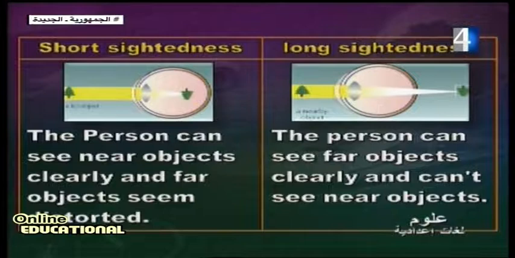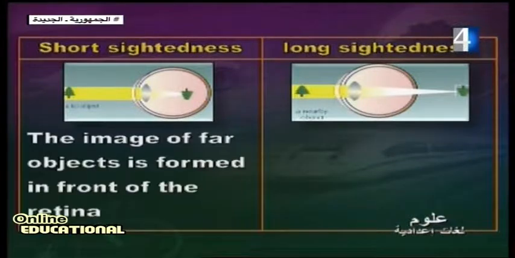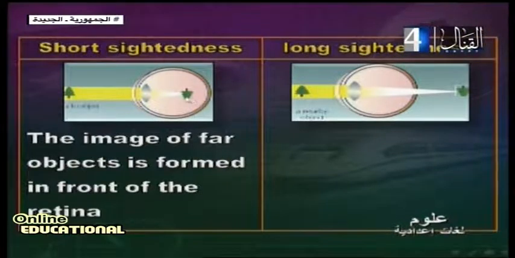Okay, let's talk about the position of the image. In the case of short-sightedness, the image is formed in front of the retina. When a person with short-sightedness looks at a far object, the image of the far object is formed in front of the retina. And to see the image clearly, it must be formed on the retina. But in this case, the image is formed in front of the retina. It's called a vision defect.